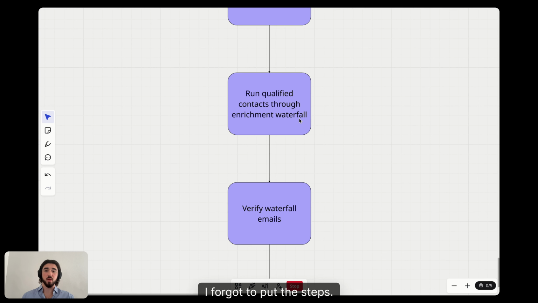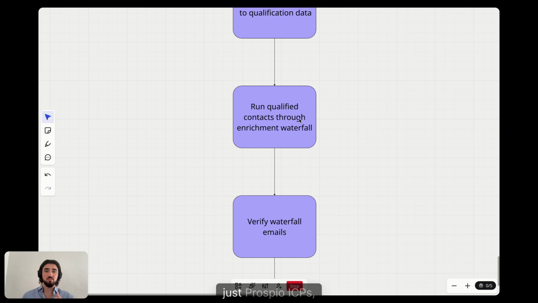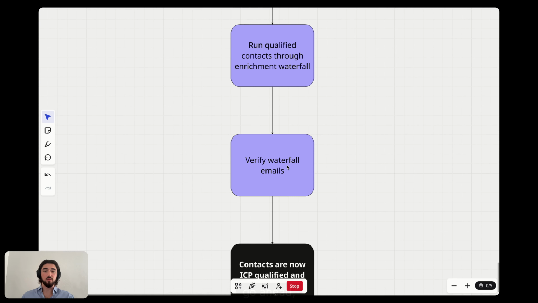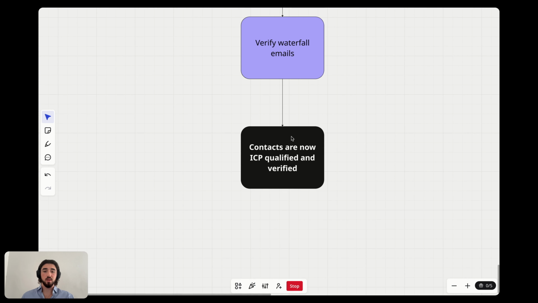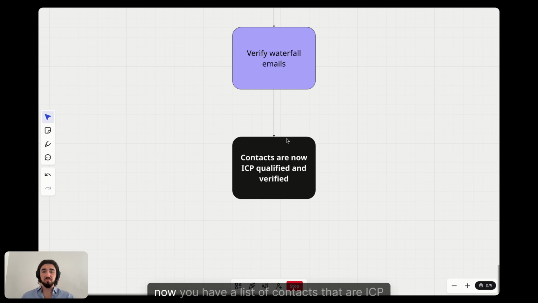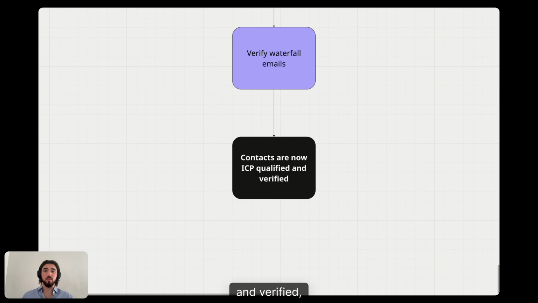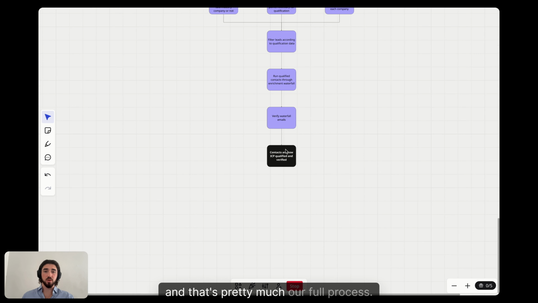I forgot to put the steps, but I think everyone knows at this point. Just Prospeo, ICPs, Lead Magic, run it through, find more email data, phone number data if we need to, LinkedIn data if we need to. Once we have that, go ahead, verify the waterfall emails. Typically do emails in most cases, sometimes phone numbers. And yeah, once you get to that point, now you have a list of contacts that are ICP qualified and verified. And that's pretty much our full process.